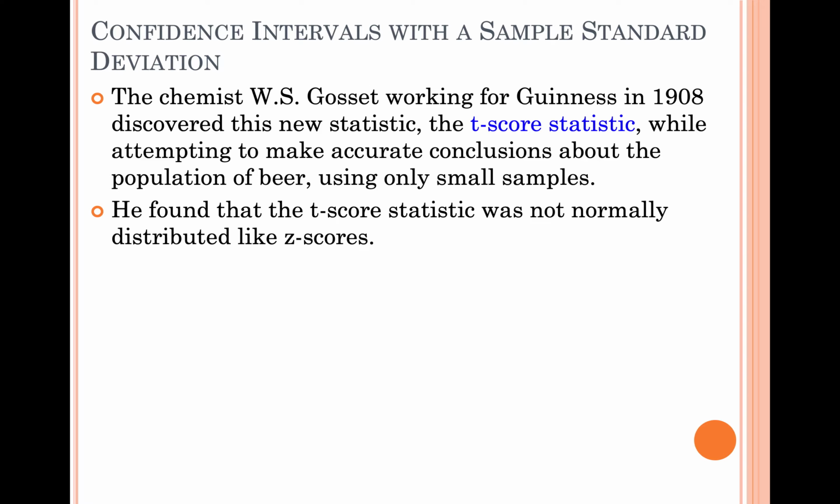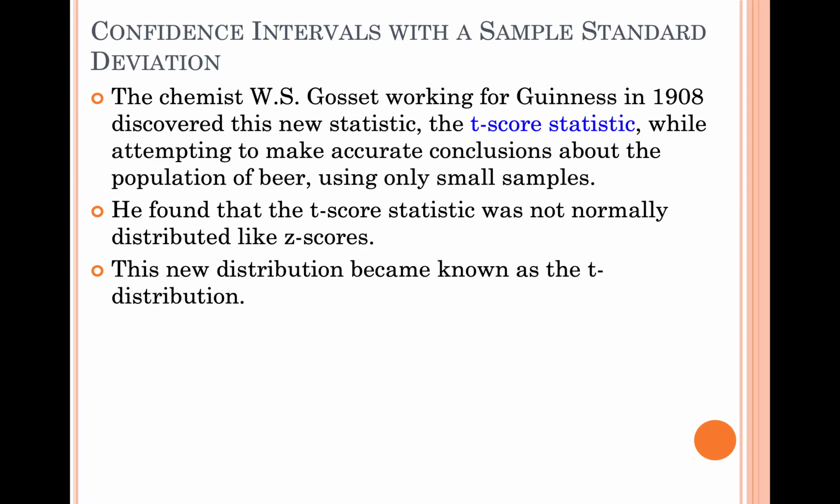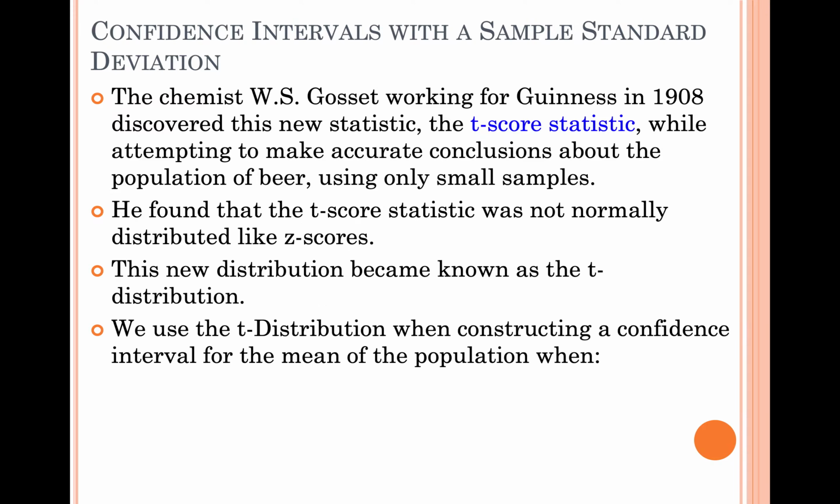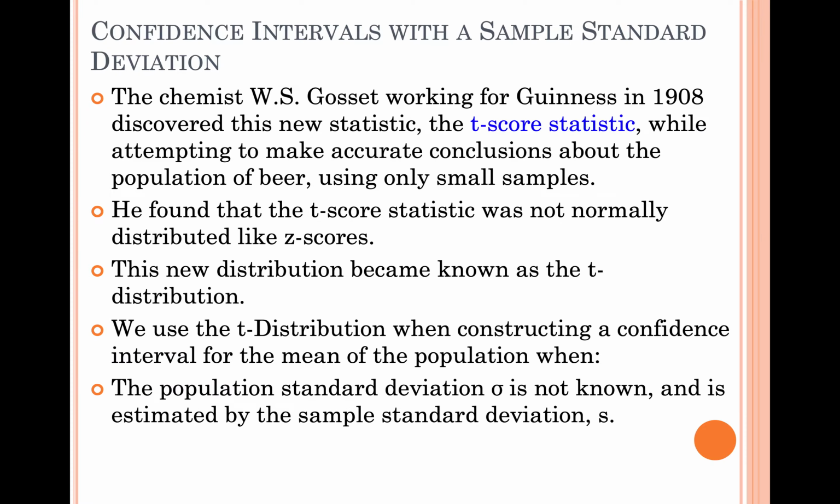The t-score test statistic was not normally distributed like z-scores are. The distribution became known as the t-distribution. The t-distribution is going to be used when constructing confidence intervals for the mean of a population when you don't have the population standard deviation. That is, you don't have sigma, and you have a sample standard deviation instead.